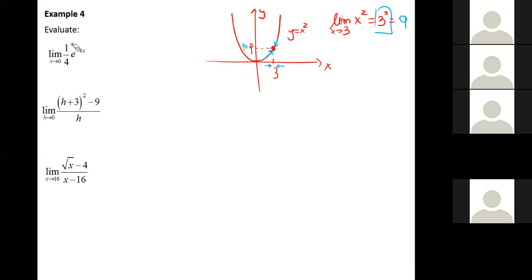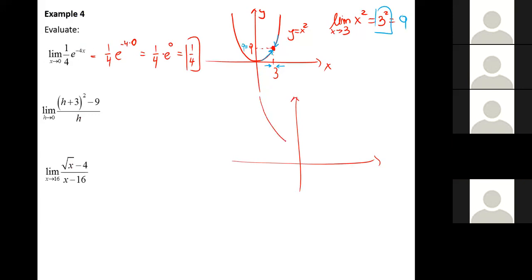And this function, 1/4 e to the power of negative 4x, we know is an exponential function. It's definitely a continuous function, and it's defined at 0. So in order to compute this, I will just substitute 0, and this is e to the power of 0. It's always 1. The limit is 1/4. And I can draw this function. This is e to the negative, so it looks like that.